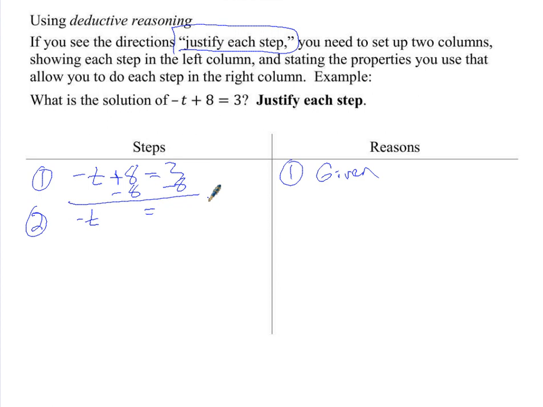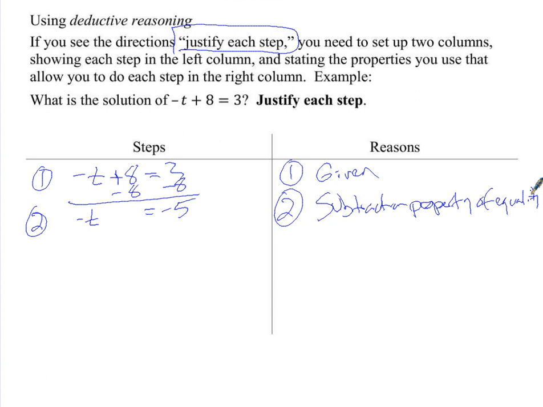Negative 5. Negative 5. All right, what property allowed me to do that subtraction on both sides? I'll give you a hint. The subtraction, yeah. Subtraction property of equality. How do I know it's a subtraction property of equality? Because I subtracted. Okay, so that's the property you used.